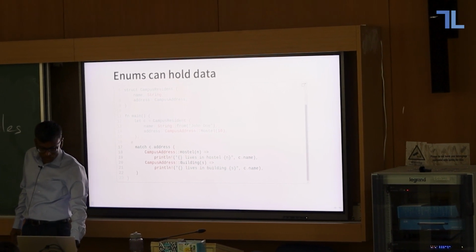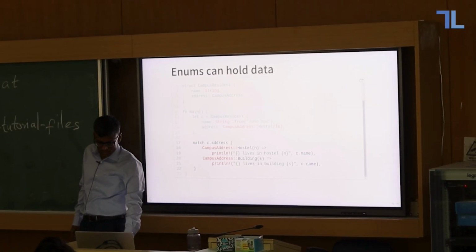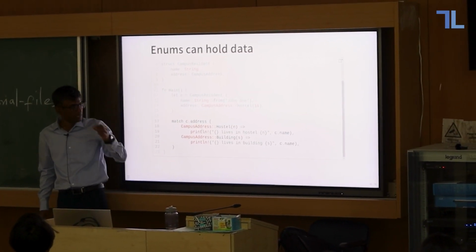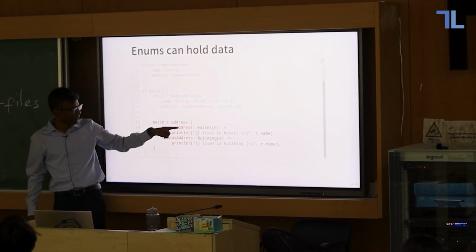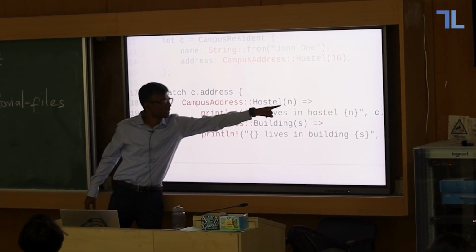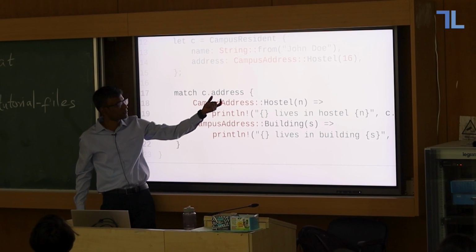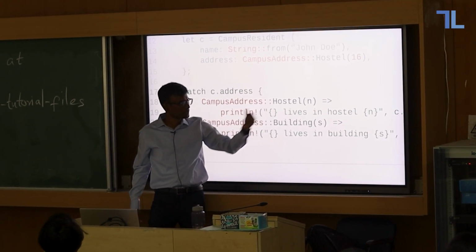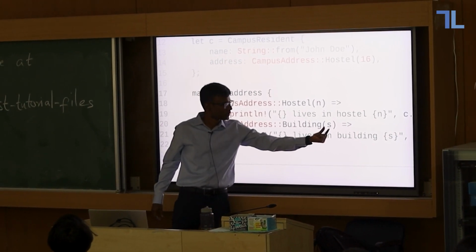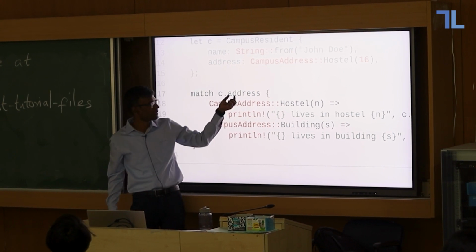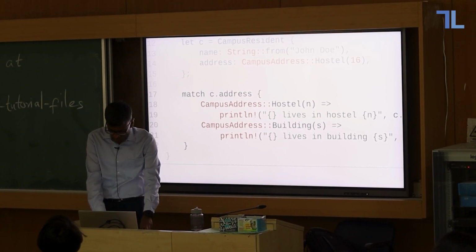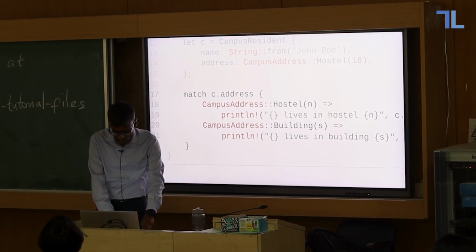Then I can match on the address. I can create a campus resident, John Doe, who lives in hostel 16, then I can match on the address and say that if the address is of type hostel, then notice the matching. When I match on this, I'm matching with hostel, and that variable n is bound to the hostel number, then I can print that this person lives in hostel n. And similarly, if that c dot address matches the building, then whatever variable I put here, that s variable will capture the building name, and you can use that later. So again, some syntactic sugar for making code shorter.